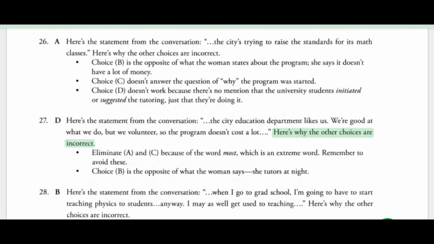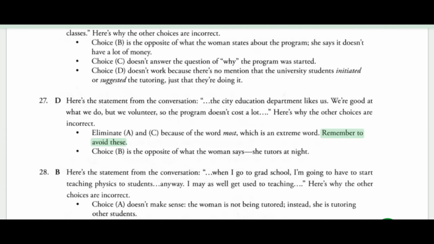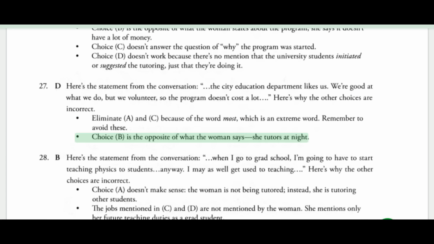Here's why the other choices are incorrect. Eliminate A and C because of the word most, which is an extreme word. Remember to avoid these. Choice B is the opposite of what the woman says, she tutors at night.